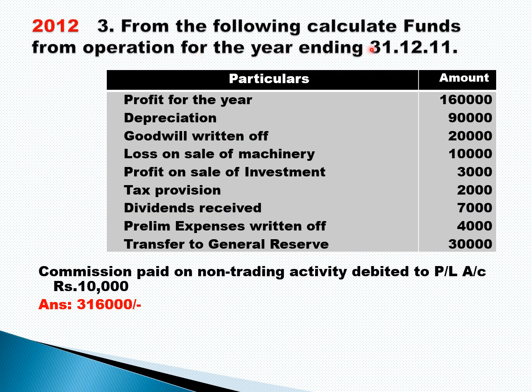From the following, calculate funds from operations for the year ending 31/12/11. Profit for the year is called current year profit, debit. Depreciation, debit. Goodwill written off, debit. Loss on sale of machine, debit. Profit on sale of investment, credit. Tax provision, debit. Dividend received, credit. Prelim expenses, debit. Transfer to GR, debit. Commission paid on non-trading activity debited to PL account, 10,000, will come in debit.